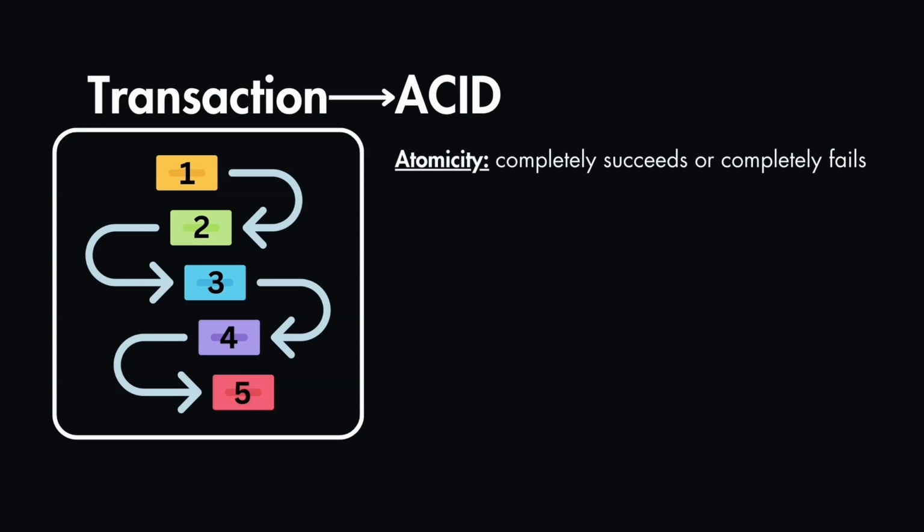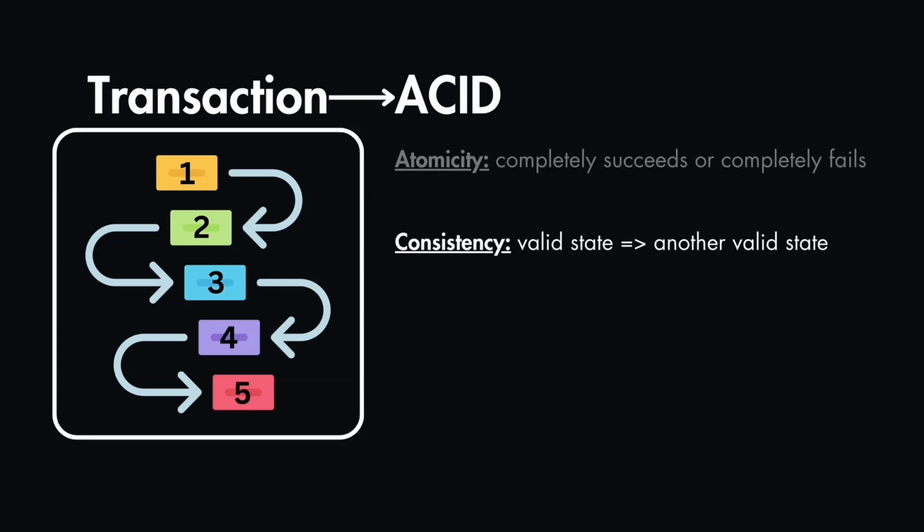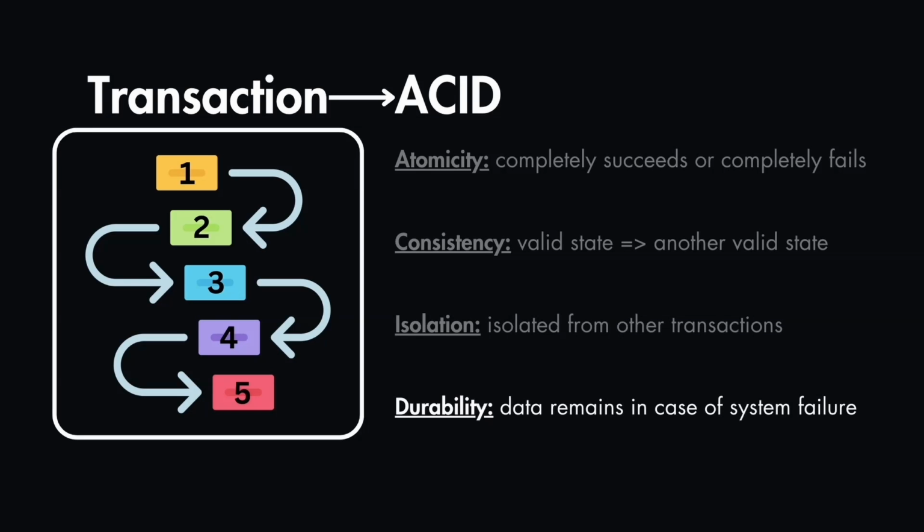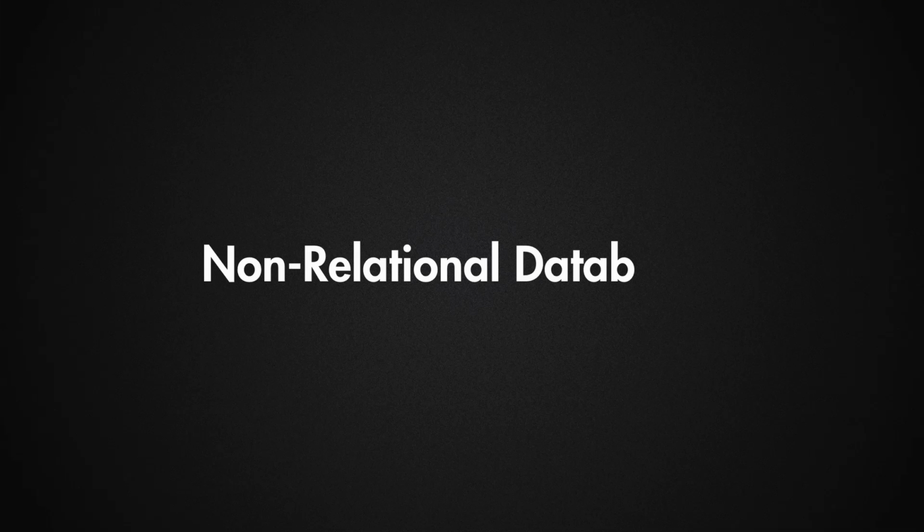So first of all, transactions are atomic, which means that the entire transaction is treated as a single unit, which either completely succeeds or completely fails. Each transaction is also consistent, which means that it transfers the database from one valid state to another valid state. And they also come with isolation, which means that modifications made by concurrent transactions are isolated from one another and they don't interfere with each other. And lastly, they come with durability, which means even if the system fails or the database server fails, the data will still remain there. And now let's have a look at non-relational databases.